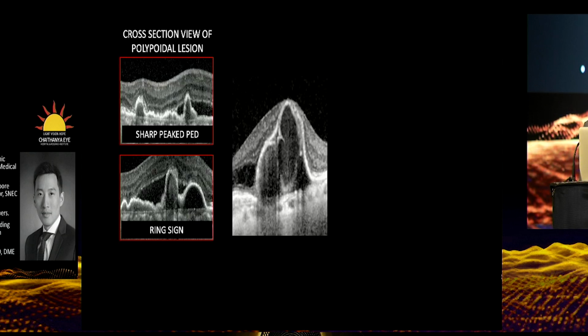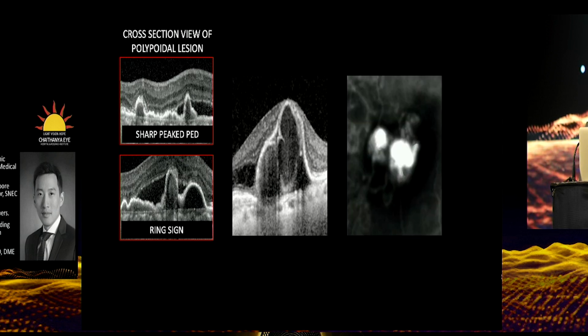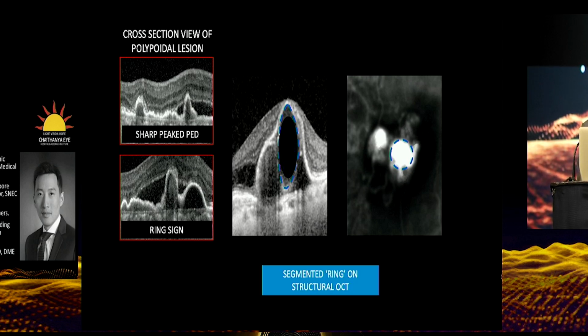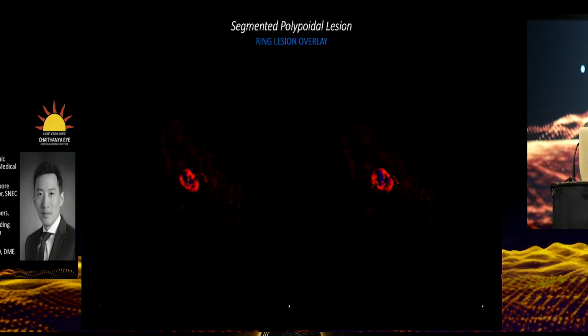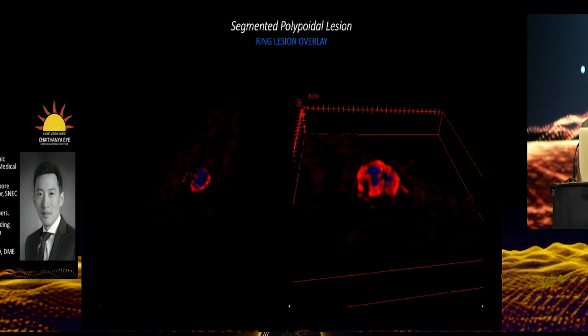So we see the cross-section view on OCT, and then we see the ring sign. And if we correlate that ring sign with what we see on ICG, you find that that ring correlates very nicely to that hyperfluorescent spot on ICGA. So what we did was we segmented out this ring, and that's segmented there in blue, and we overlaid this on our 3D reconstruction just to see where exactly this ring was sitting. And as you can see, looks nice up there.